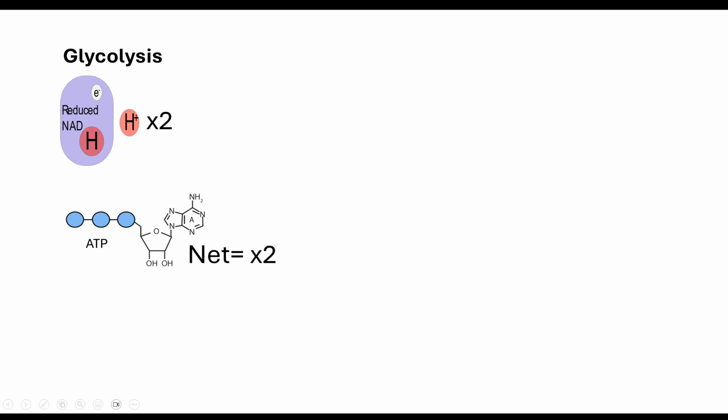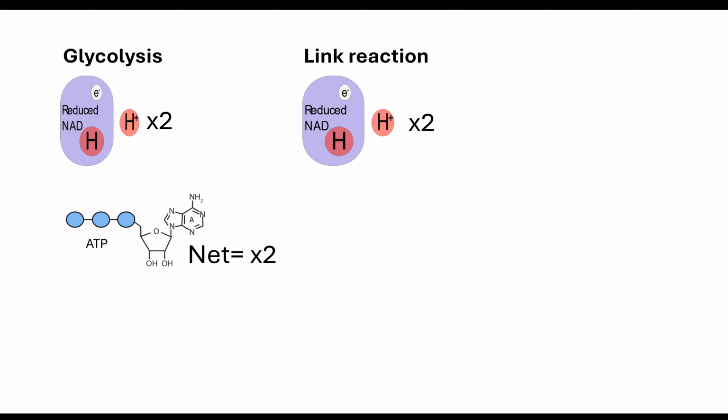So if we were to look at the products that were made through the 3 parts of our process of aerobic respiration, in glycolysis we have 2 reduced NADs and we have 2 net ATP molecules. Through the link reaction, because we had 1 glucose molecule converted into 2 pyruvate molecules, as those 2 pyruvate molecules are converted into the acetyl group, we end up with 2 reduced NAD molecules.